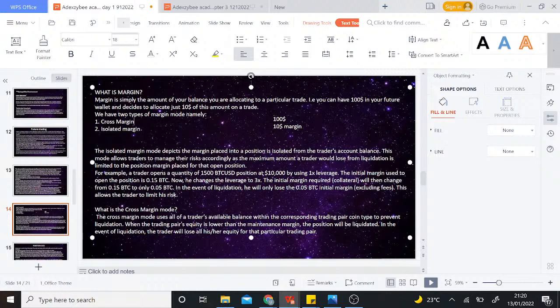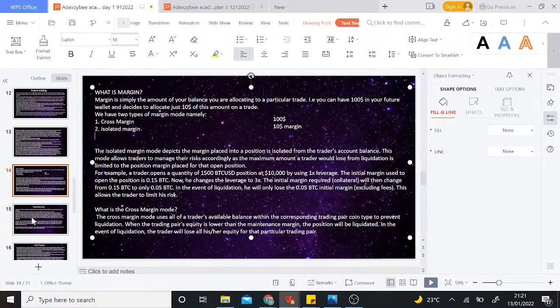So that's the difference. In isolated mode, only the margin is being affected in the trade. Nothing touches the balance. In cross mode, your whole balance is used to keep the trade running. I think that's clear enough. Now let's go to the next stuff.